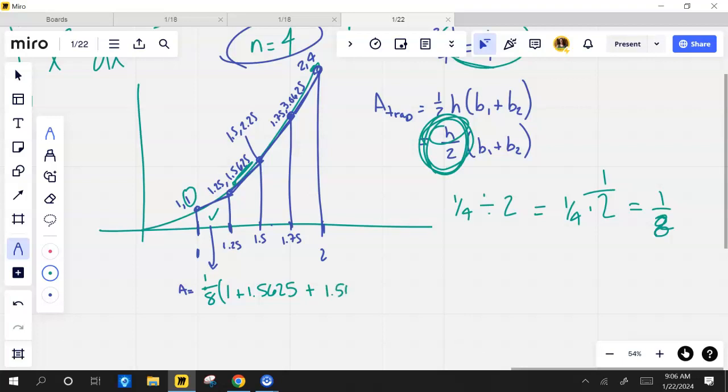So 1.5625 plus 2.25. Yes. And then, do you see, you're starting to see the pattern? Plus, the next trapezoid goes from here to here, so it's going to be 2.25 plus 3.0625. And then that very last trapezoid is going to be 3.0625 plus 4.